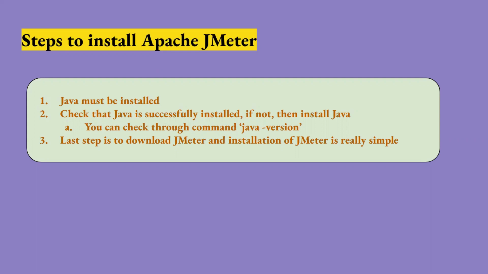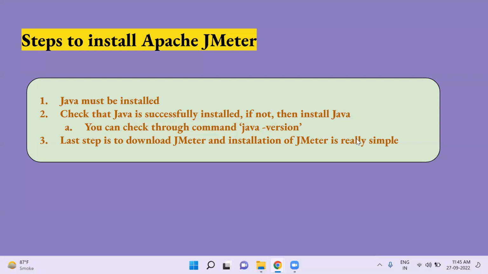Now, the second step is to check whether Java is successfully installed on your system or not. You can check through the command java space hyphen version. If Java is installed, then you can go ahead and download JMeter. But if Java is not installed, then firstly we will download and install Java and then move ahead to JMeter.